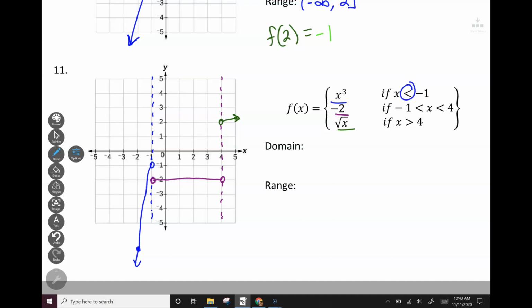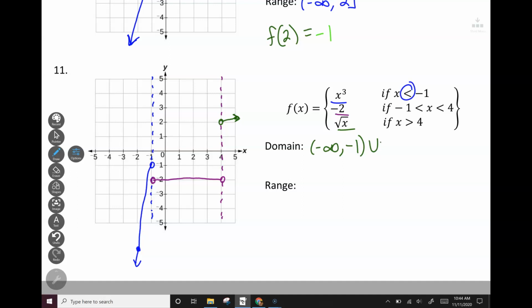Let's look at the domain. So domain goes left to right. I've got -infinity all the way up to, now look at -1. Look at the x value -1. Is there a closed circle there? Is there a point at -1? Nope. So this goes -infinity up to -1, but it doesn't include -1.